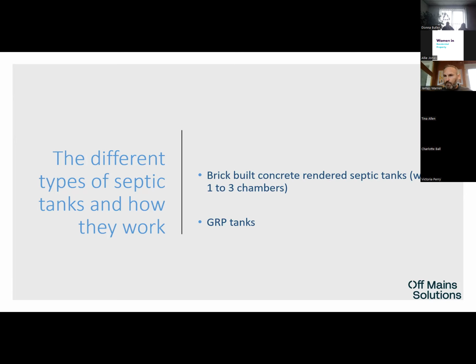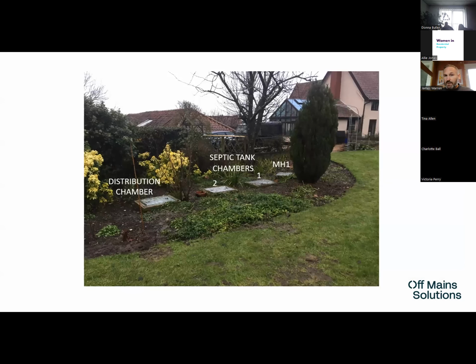Historically, they were built of brick or block or concrete. From the 60s and 70s onwards, they are GRP, which is glass reinforced plastic, or fiberglass. Any sort of strengthened plastic was the preferred material from the 60s and 70s onwards. And this is typically on an older system, say 60s and further back. This is really what we find.